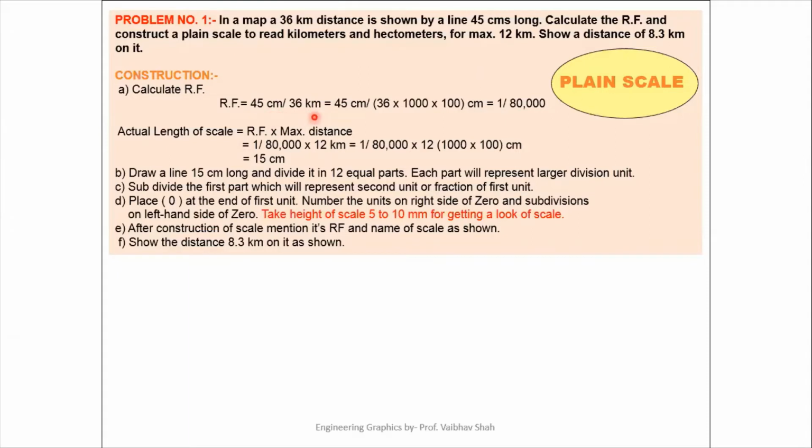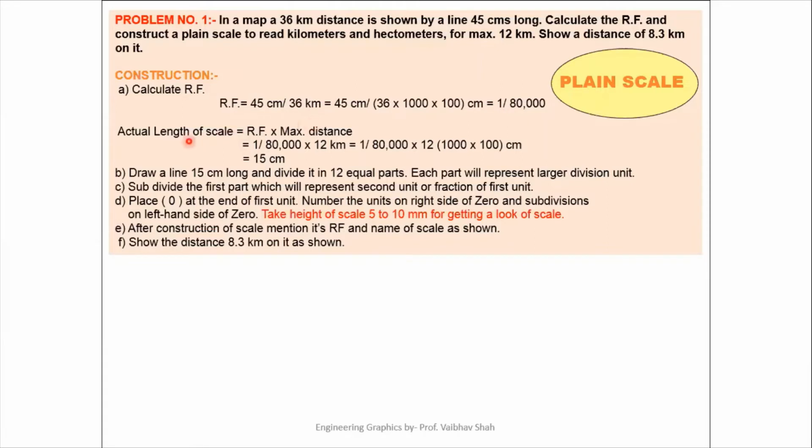So we know that we have to convert this kilometer, right? So 1 kilometer is equal to 1000 meters. So we'll multiply kilometer by 1000 meters. Now 1 meter is equal to 100 centimeter. That means we'll multiply this meter by 100. So our final conversion would be 36 into 1000 into 100, which will give us the answer in centimeters. After that, centimeter both get cut, and you will have your answer as 1 by 80,000. So this is your RF.